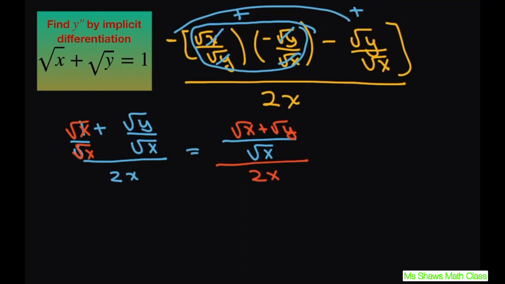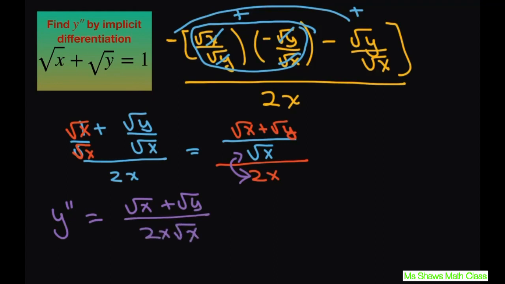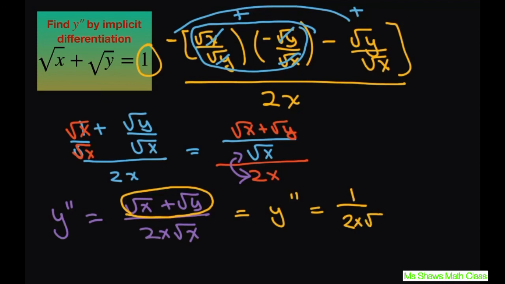So finally, we're almost done. y double prime equals, I'm going to move this down here, whatever. So you have square root of x plus square root of y divided by 2x times square root of x. Now, this has to satisfy our original equation, square root of x plus square root of y equals 1. So I can write this finally as our second derivative is 1 divided by 2x square root of x.